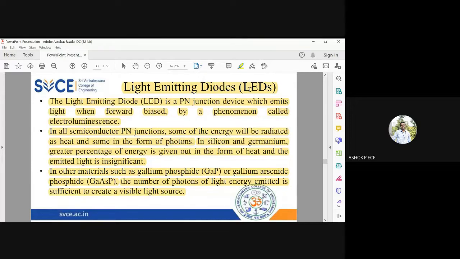So you have binary, ternary and quaternary. Binary means a combination of two elements, see here, gallium phosphide. Ternary means three, gallium arsenide phosphide, I am combining 3 elements. Quaternary means 4, indium gallium arsenide phosphide. So 4 elements are there. So you can use any combination of group 3 and group 5 elements to fabricate your LEDs, which will ensure that the light emission takes place in the device.